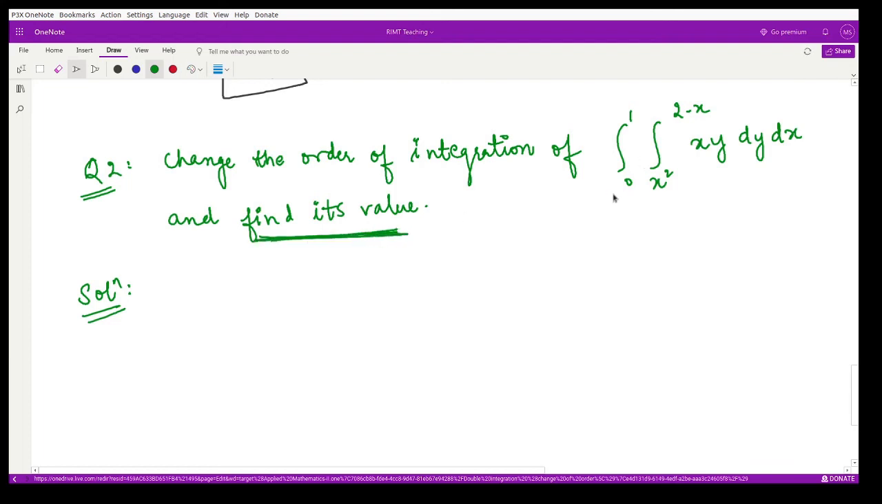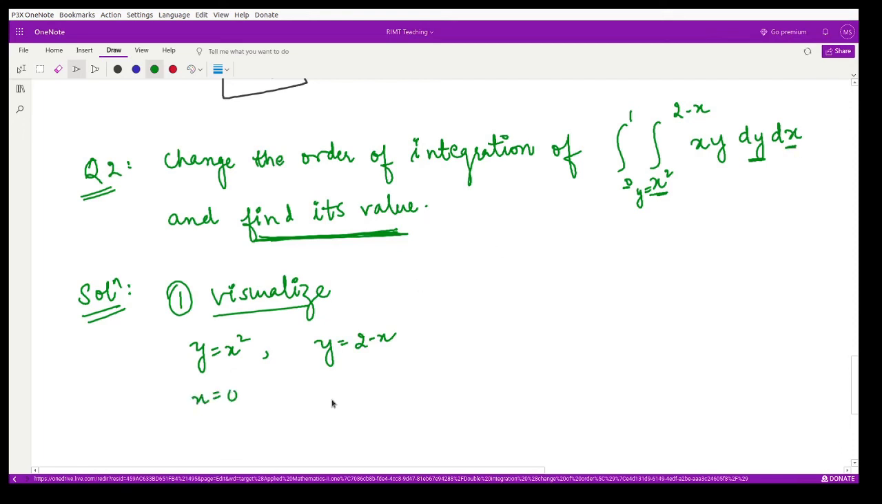So for that, the first step is to visualize. For that we have to draw the particular region. For drawing the region, we have to list the limits. The lower limit here is of y, because the integration is firstly performed with respect to y. So we have y is equal to x square, and then y is equal to 2 minus x, and these limits are for x. So you have x is equal to 0 and x is equal to 1. These are your limits of integration.